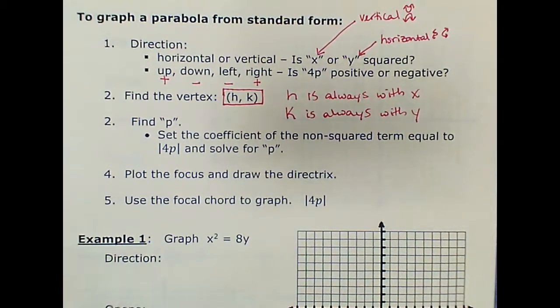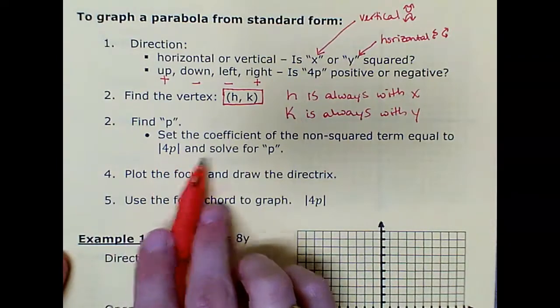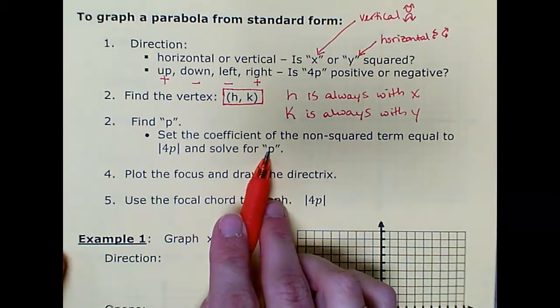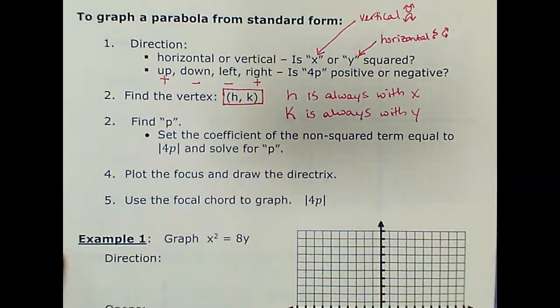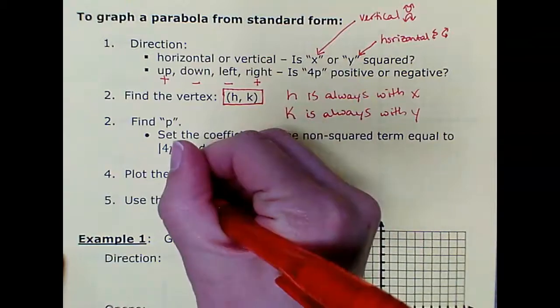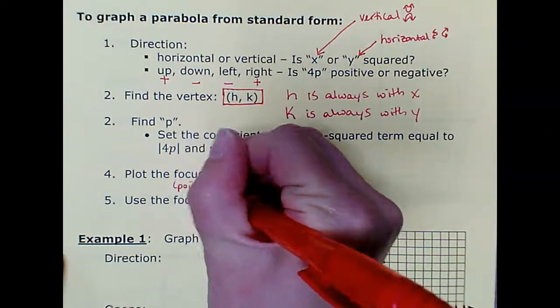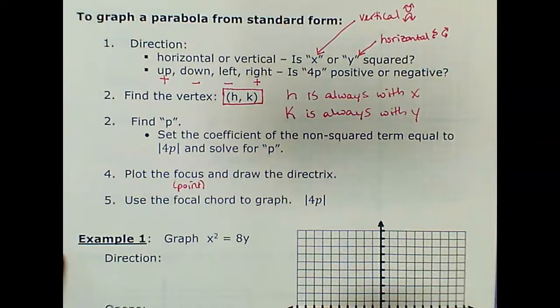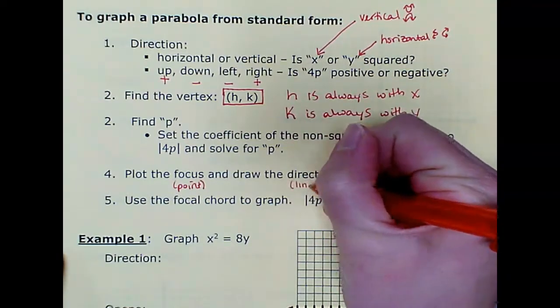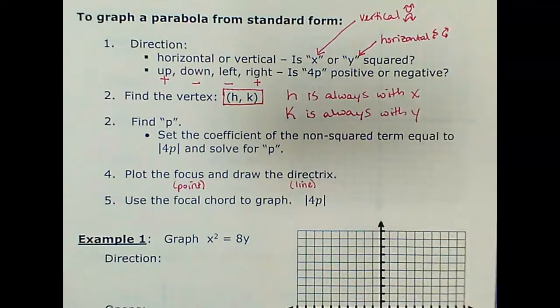Next, I need to find p. So I'll set the coefficient of the non-squared term equal to the absolute value of 4p, and I'll solve for p. So I'll show you what that looks like in our first example. And then you'll want to plot the focus, which is a point, and the directrix, which is a line. And you'll use the focal chord to graph, to show how wide the parabola should be.